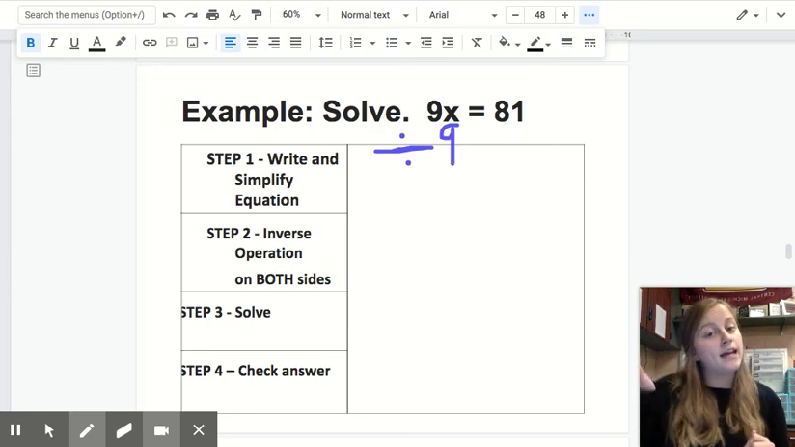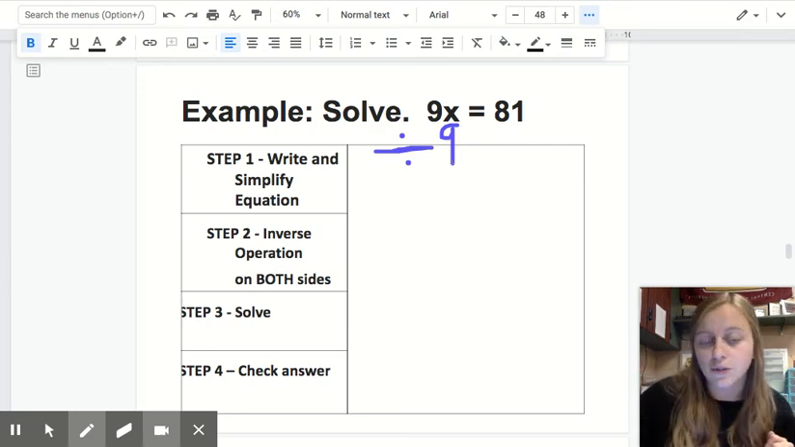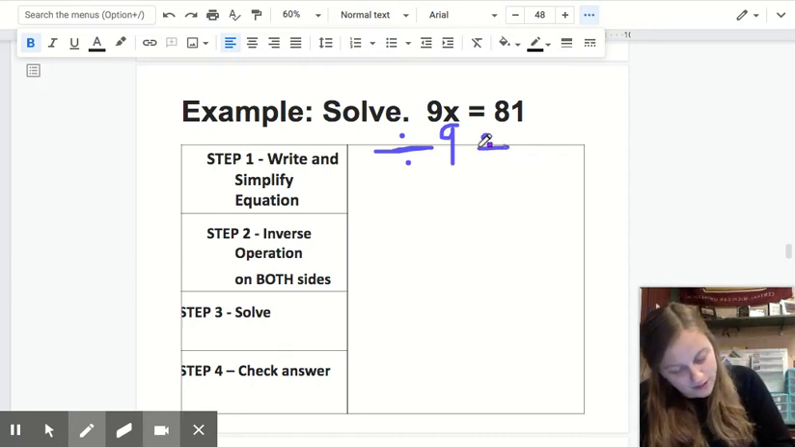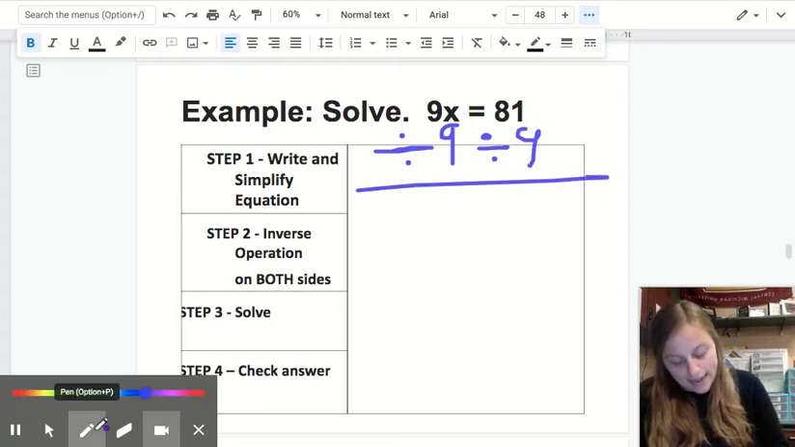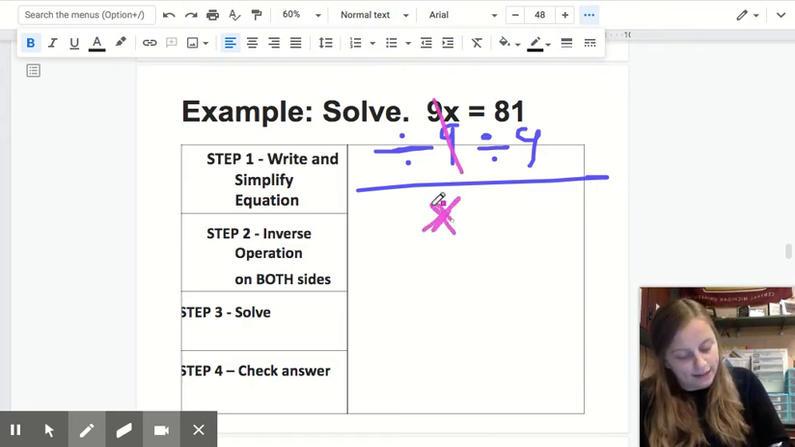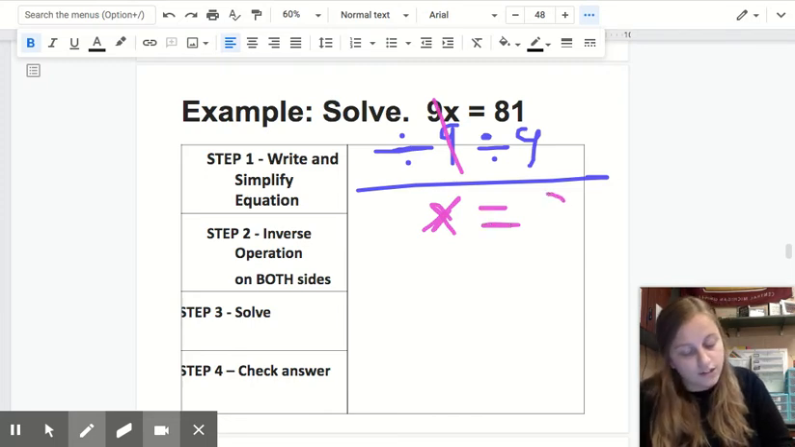So again, to get rid of a times by 9, I do the opposite and I divide by 9. But if you do it to one side, you have to do it to the other. So my 9s cancel each other out. All I'm left with on that side is an x equals 81 divided by 9, which is 9.